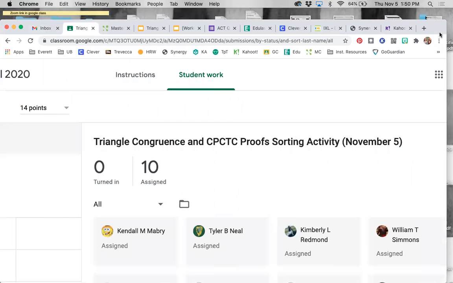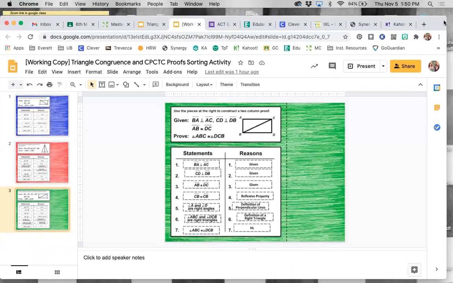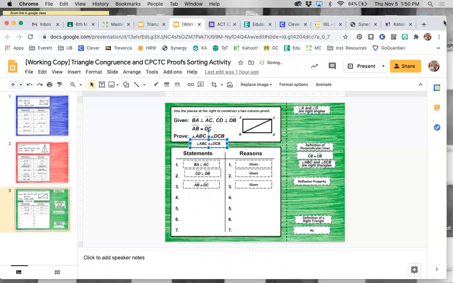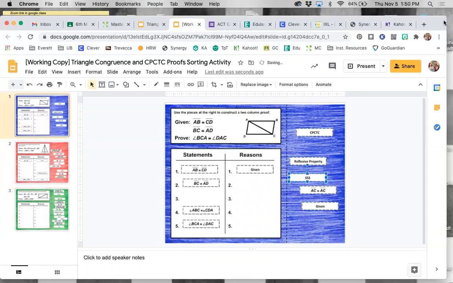So, oh, this is not what I need. I need to open my version of it. Okay, so when you open that assignment, let me undo all the answers from last time. Oops. Okay.